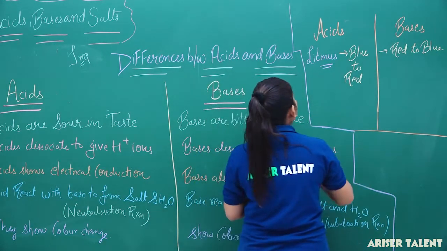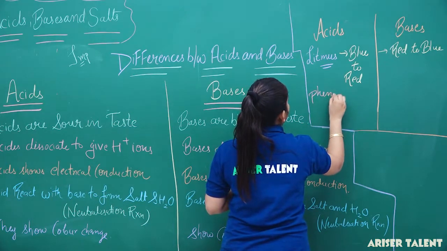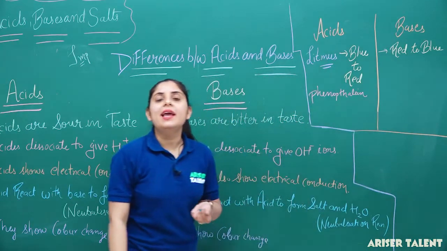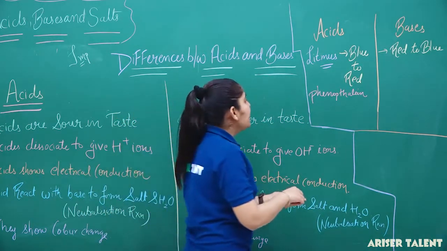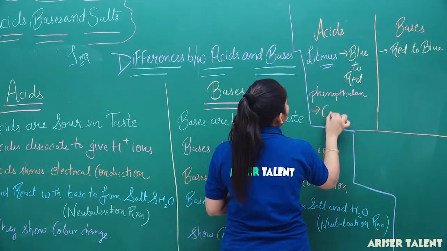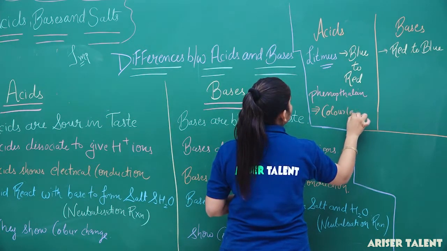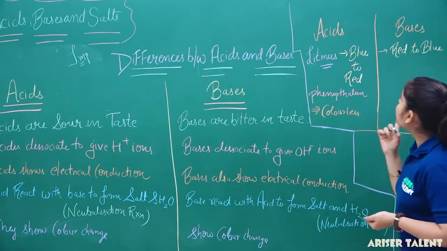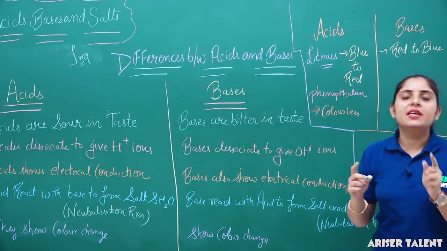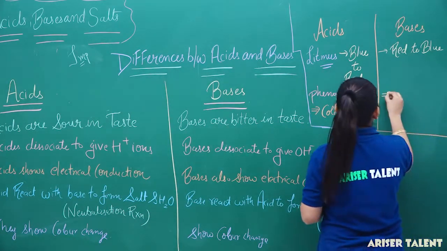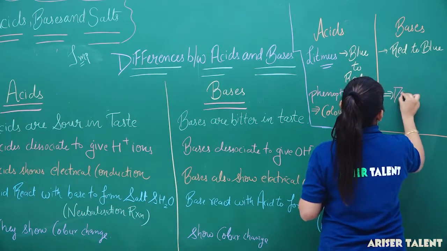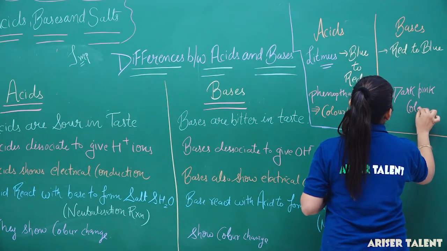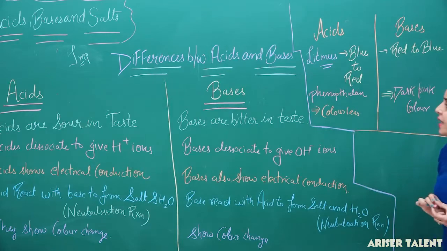Another example for defining the color change I am considering is phenolphthalein. In case of phenolphthalein, acids are not going to show any change. So we can say that acids will remain colorless. But in case of the bases, the phenolphthalein changes into a dark pink color. So this is about the general points to differentiate between acids and bases.